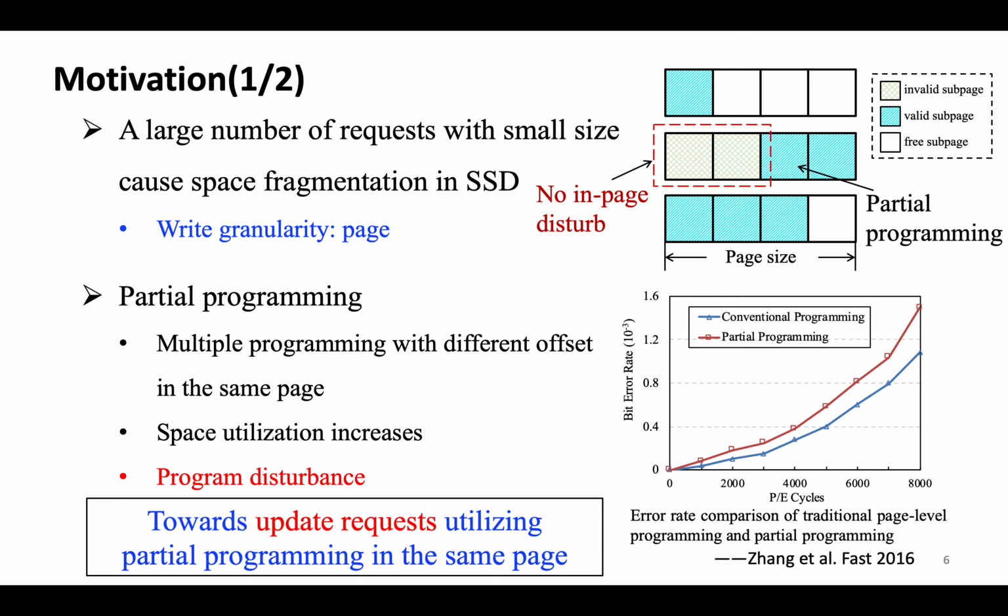And our basic idea is to update requests using partial programming in the same page. Let us come back to the upper figure. The update data have been written by partial programming, and the old dirty data has been labeled as invalid data. These data do not need to consider the error issue because they are useless. Thus, the intra-page disturb can be eliminated.